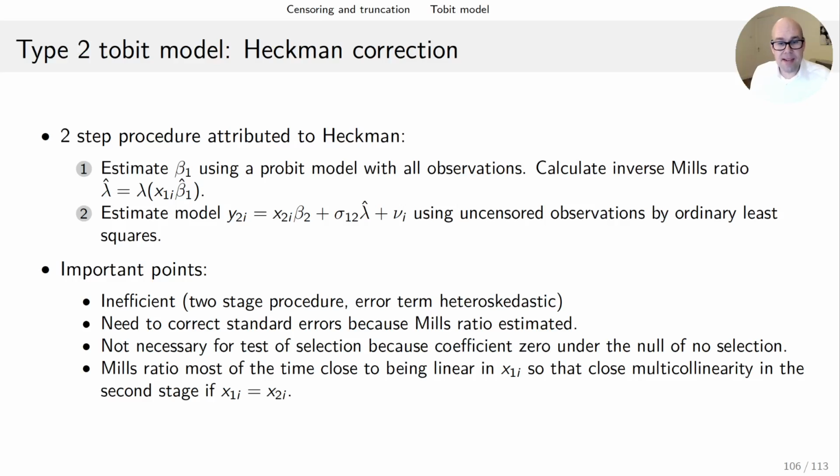However, this is not necessary when we do a test for selection. A test for selection would be a test for sigma 1,2 being different from 0. If it is equal to 0, then we actually have no selection, right? If the null hypothesis is that it is equal to 0, under the null, the usual standard errors are correct. They're just not correct under the alternative. So if we want to test for selection by doing a t-test, we can use the usual standard errors.